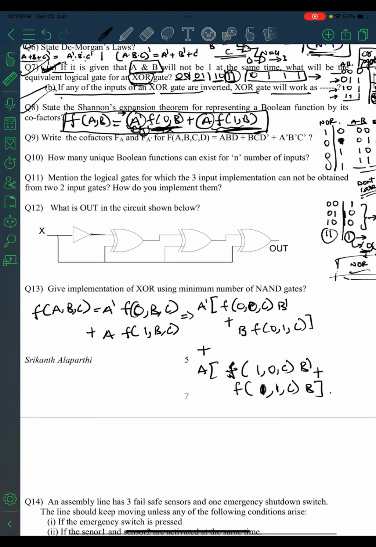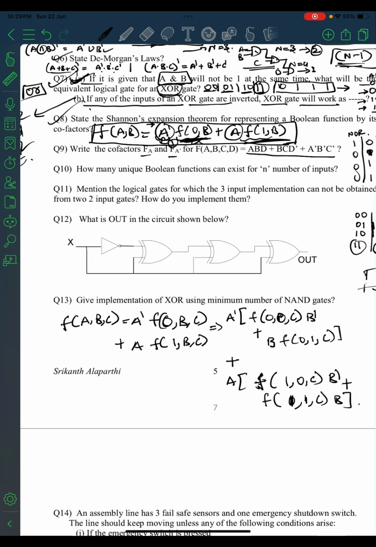Now write the cofactors of f of a and f of a dash for this function. As I've already explained, if you want the cofactor for f of a, you just need to substitute the value of a as 1. When a is equal to 1, bd plus bcd dash plus a dash, here a dash is equal to 0. So these terms will cancel out. This is the only remaining term, which is the cofactor of f of a.